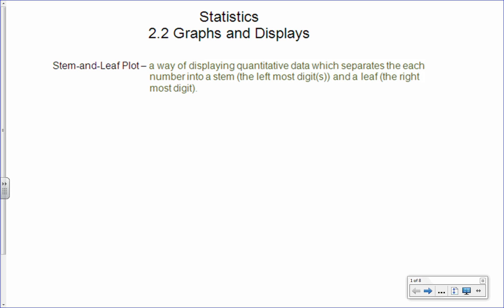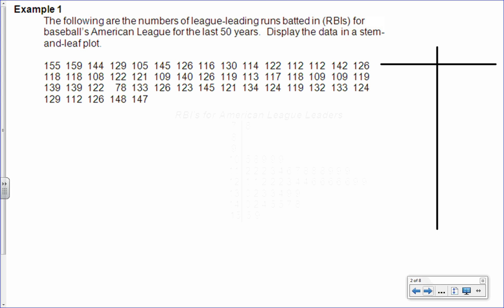All right, how are we doing on our definition? Good. So again, the stem is the leftmost digit or digits, depending on how many digits are in your number, and then the leaf should be the rightmost digit. Okay. Everybody good? You can always come back to it if you need it.